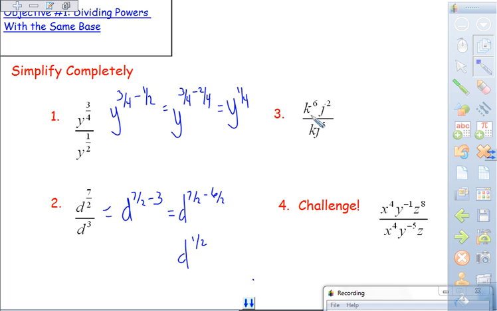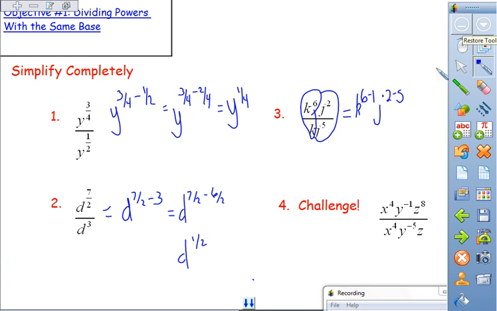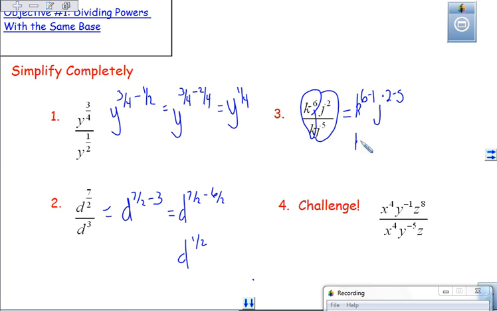Number 3. We get 2 pairs that simplify, so my k's and then my j's. So my k's give me k to the 6 minus 1 times j to the 2 minus 5. So that gives me k to the 5th and j to the negative 3. But remember, we can't have a negative exponent, so we're going to move it to the bottom. So k to the 5th stays up, j to the 3rd goes to the denominator.